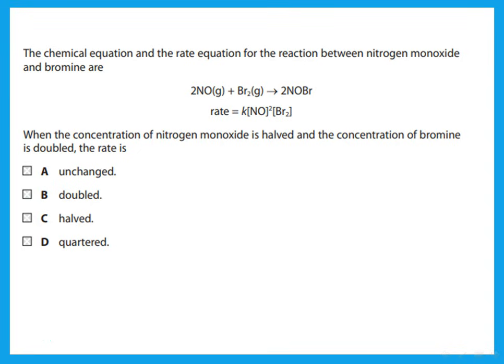Another question, the chemical equation and the rate equation for the reaction between nitrogen monoxide and bromine is this. When the concentration of NO is halved and the concentration of bromine is doubled, half to the power 2, doubled, overall, the reaction rate will be half. Can you see what we did?